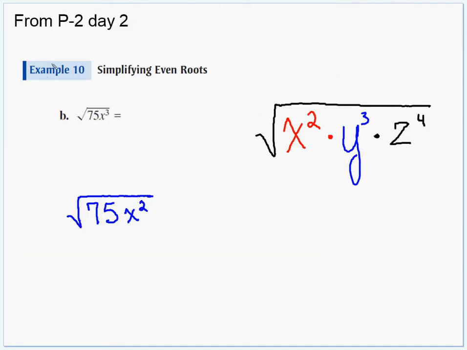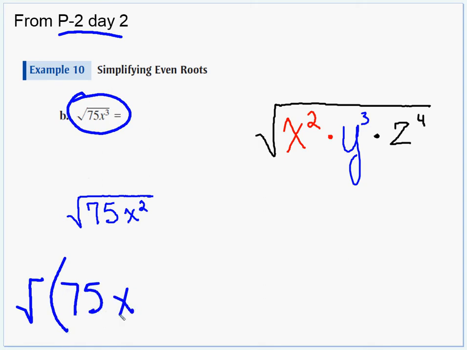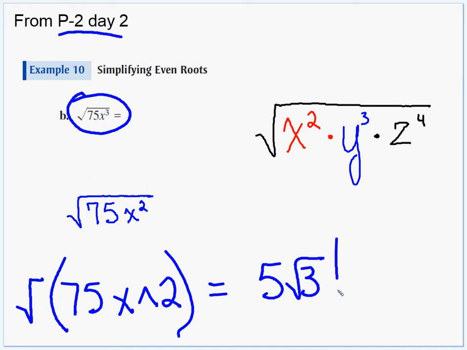So here's example 10, way back from P2, day 2. We were simplifying the square root of 75x cubed. So on your TI-89, you're going to do second function and get your radical symbol, and it'll be a left parenthesis. Type in 75x up caret 3, and close your parenthesis. Type it in just like that and hit enter, and you're going to see this as your answer. 5 times the square root of 3 times the absolute value of x.